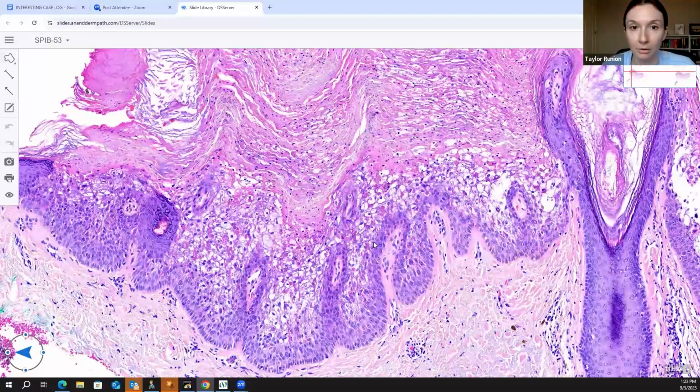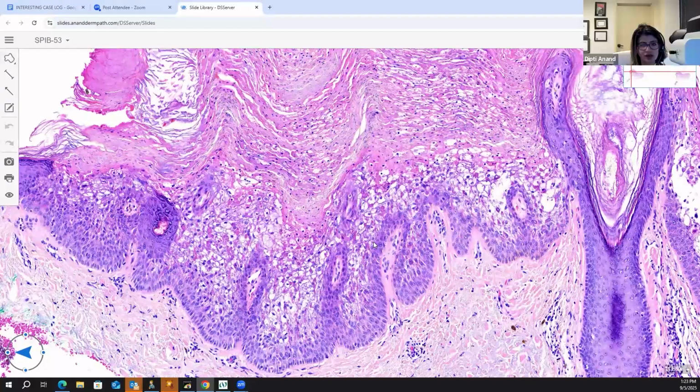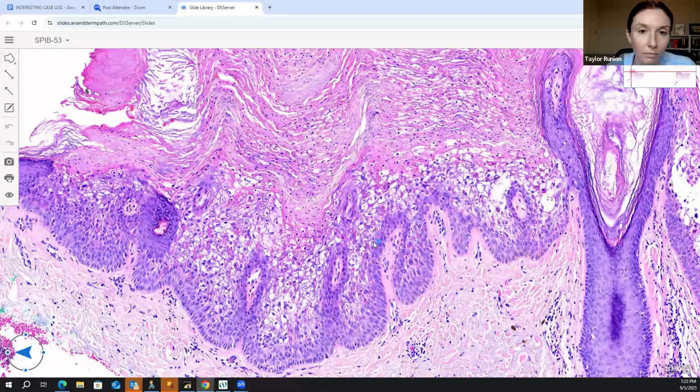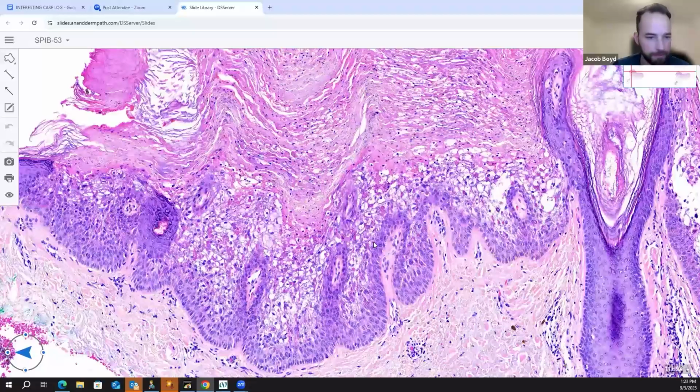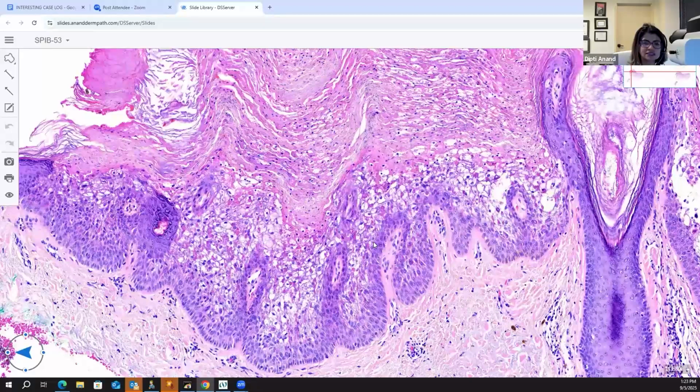That I'm not sure about. Anybody? Why wouldn't Taylor pick that up? I feel like this looks different than the ballooning degeneration that we see with that. You'd see the paleness in the upper third of the epidermis, but you wouldn't see the pulling away keratinocytes with the eosinophilic inclusions. Exactly.